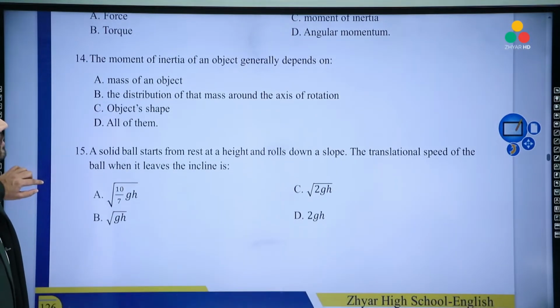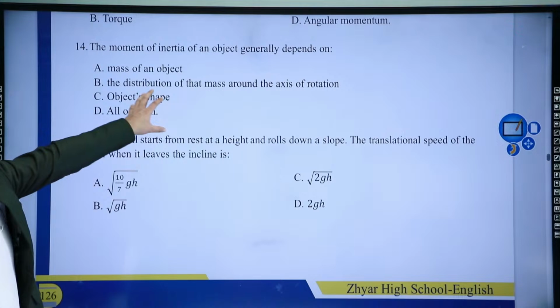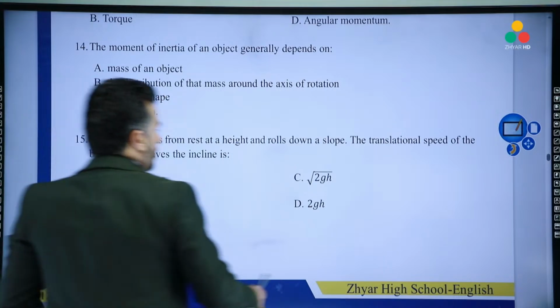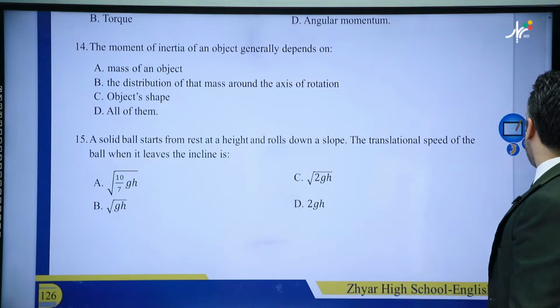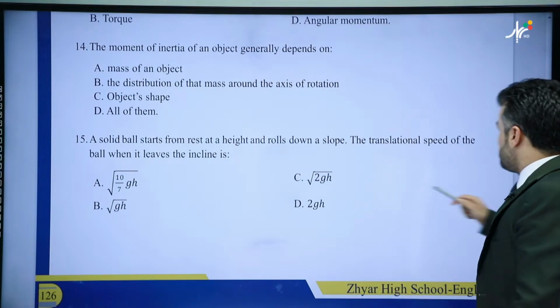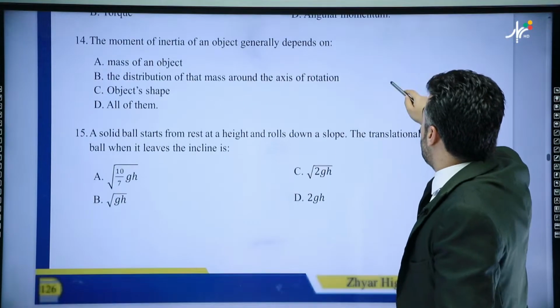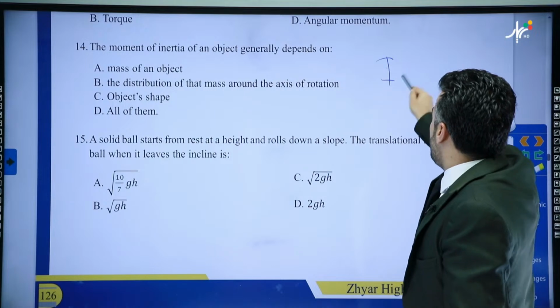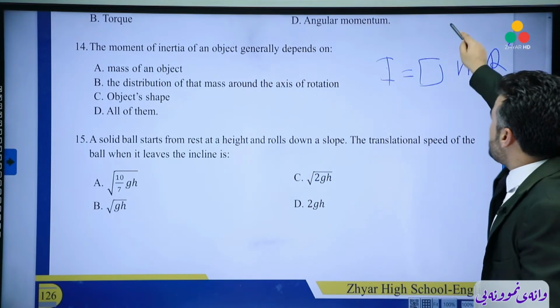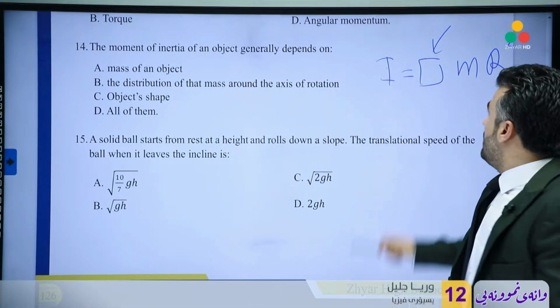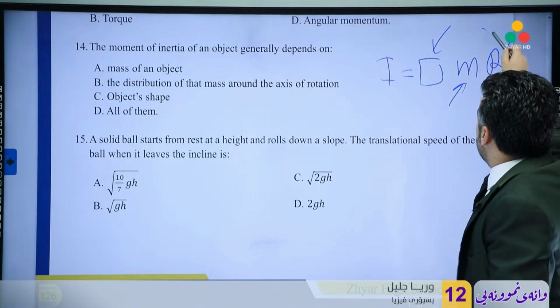The moment of inertia of an object generally depends. This question is important. Moment of inertia generally depends on what? It depends on all these factors. Why? Because, let's say the moment of inertia of an object, I equals a number times the mass times the radius squared. This number here depends on the shape, yeah? And of course here the mass, and here's the radius as well.